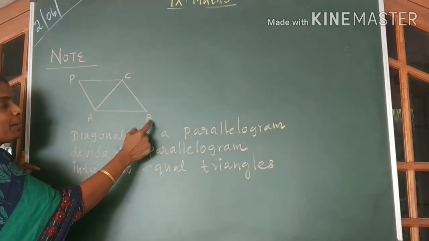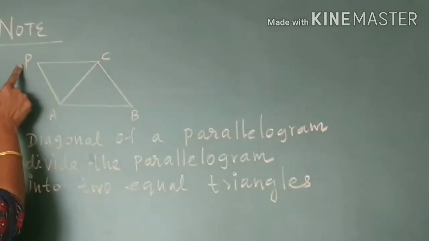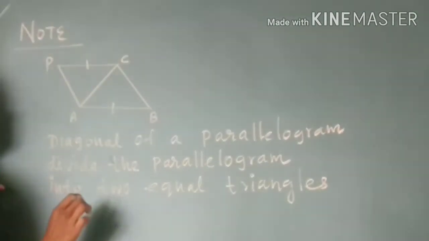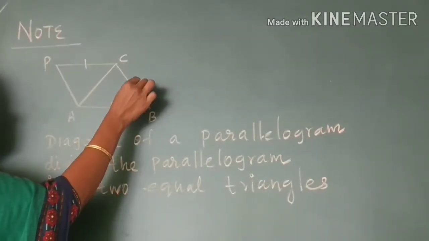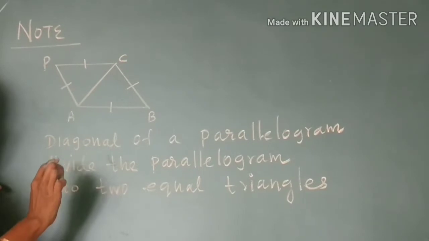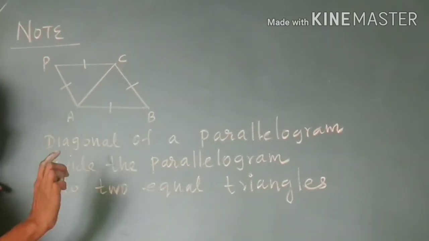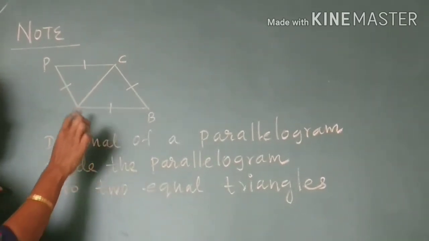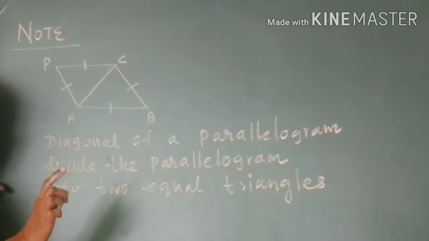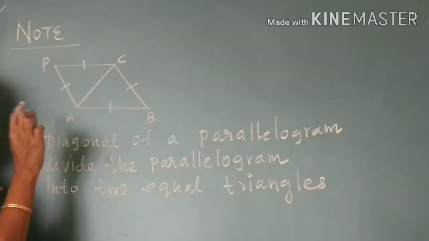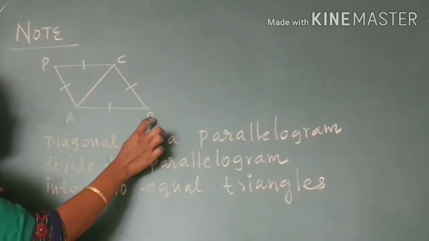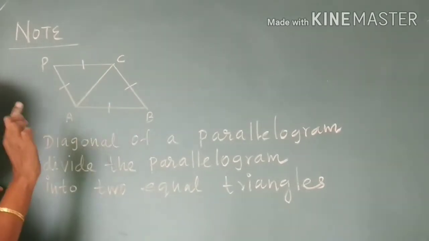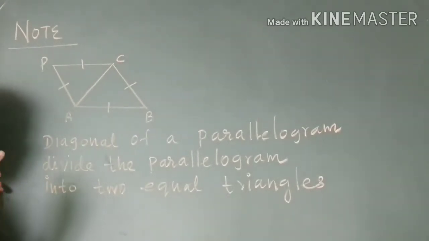See here, ABC connected to this point P. Now AB is parallel to PC. Also BC is parallel to AP. Hence it is a parallelogram. A diagonal of a parallelogram divides it into 2 equal triangles. And so you can very well say the area of triangle ABC and the area of triangle APC are one and the same. Hope it is very clear to you.